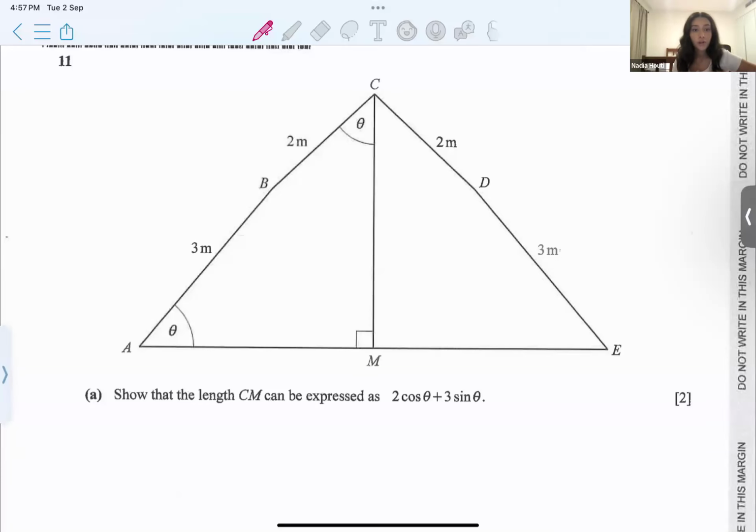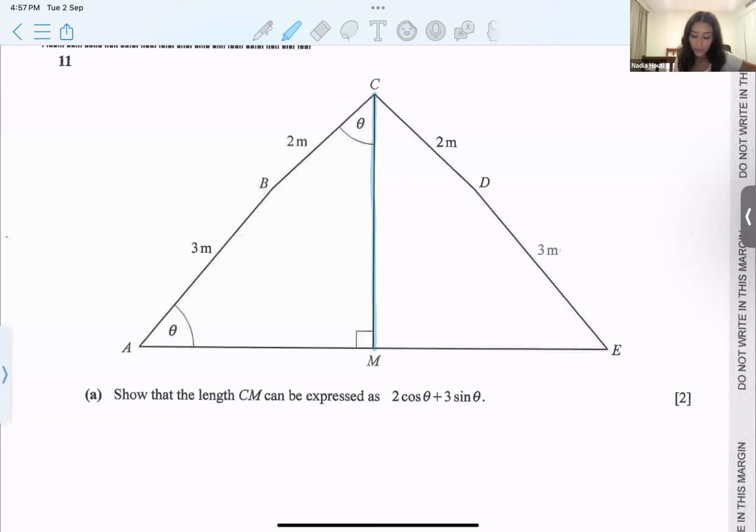This is question 11 of the 2024 O-Level A Math Paper 1. So we have a diagram here, and we're supposed to show that the length CM can be expressed as 2 cosine theta plus 3 sine theta. First of all, let me just highlight the length that they want us to express as that expression.